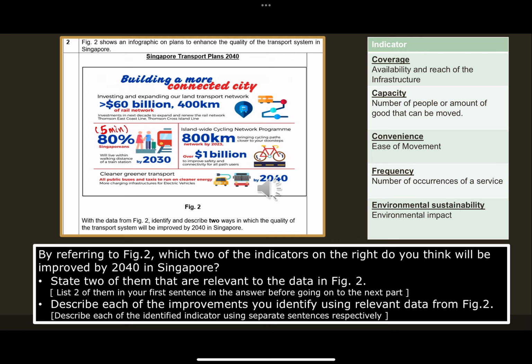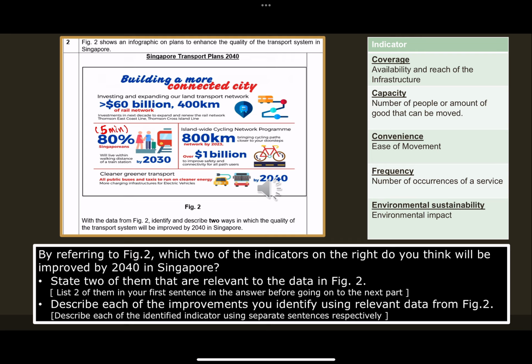Is there any indication that there's going to be an increase in the capacity that could actually be available for a higher number of people to use? So here, is there any indication that the capacity that the transport system could carry will improve, will increase? And next, in terms of convenience, is there anything here that points to an improvement in the ease of movement of the passengers, commuters, or any of the users of the transport system?